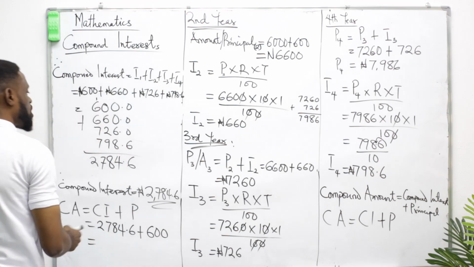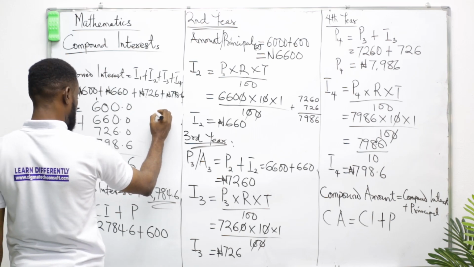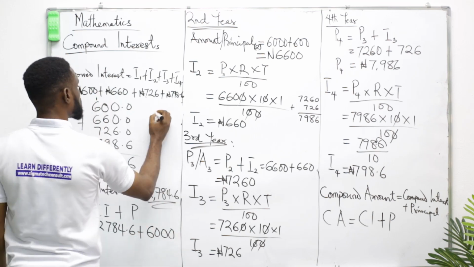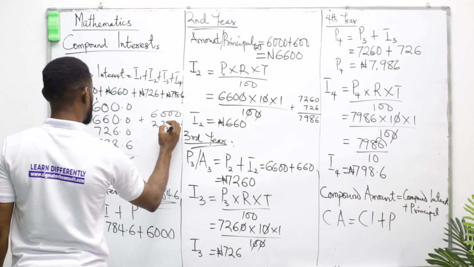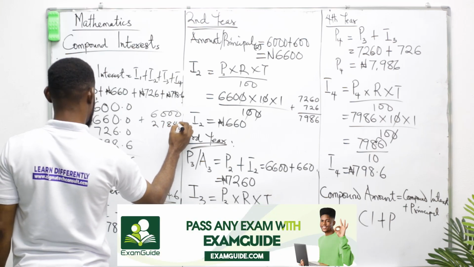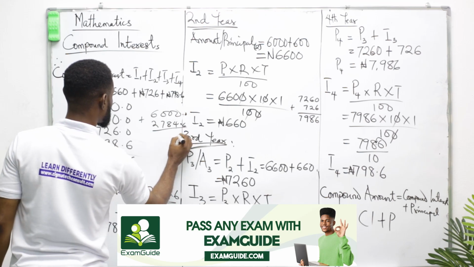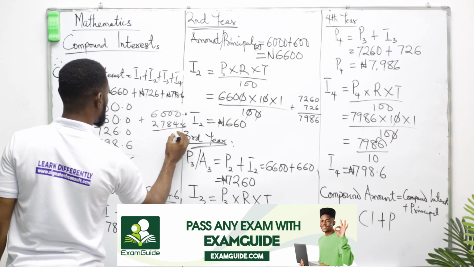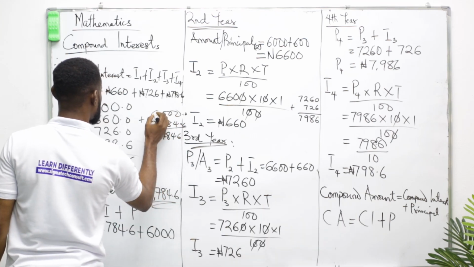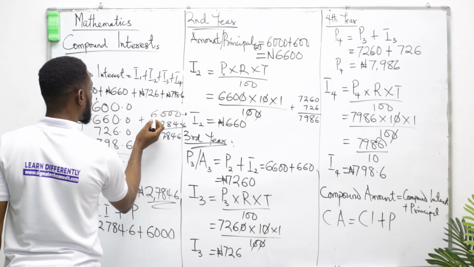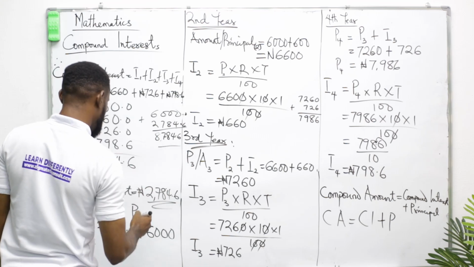So when we add this together, 6,000 plus 2,784.6. Remember there is also a 0.0 here. So 0 plus 6 is 6. 0 plus 4 is 4. 0 plus 8 is 8. 0 plus 7 is 7. 7 plus 6 plus 2 is 8. So this will give us 8,000.